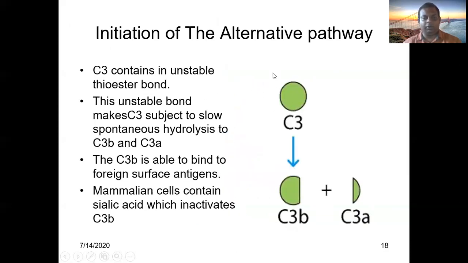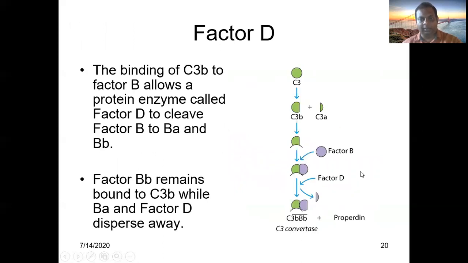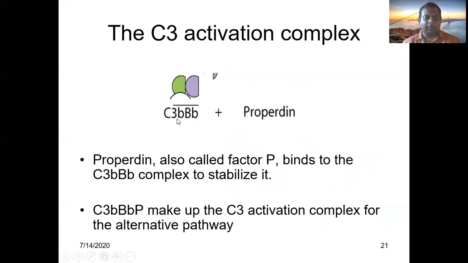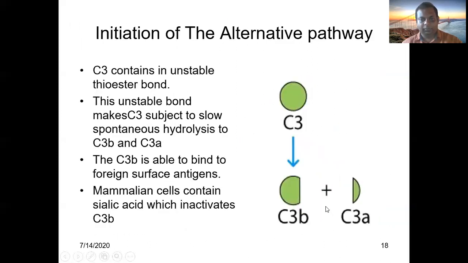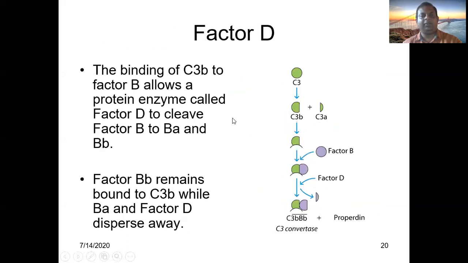So what you should know is how C3 is initiated. Factor B has a role here, and Factor D is another one. With the presence of factor B, properdin, or factor P, binds to form a complex to stabilize this. That's why it's mentioned here. Properdin plus C3b, Bb stabilizes this complex. That's what you have to know.